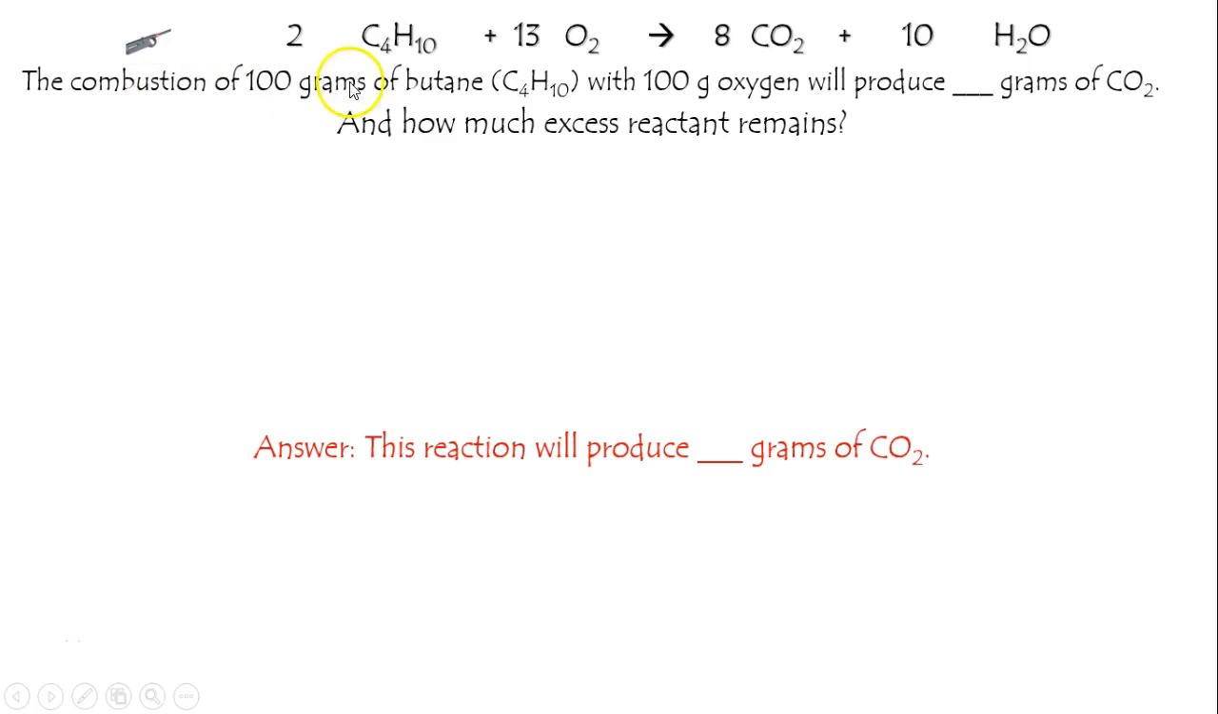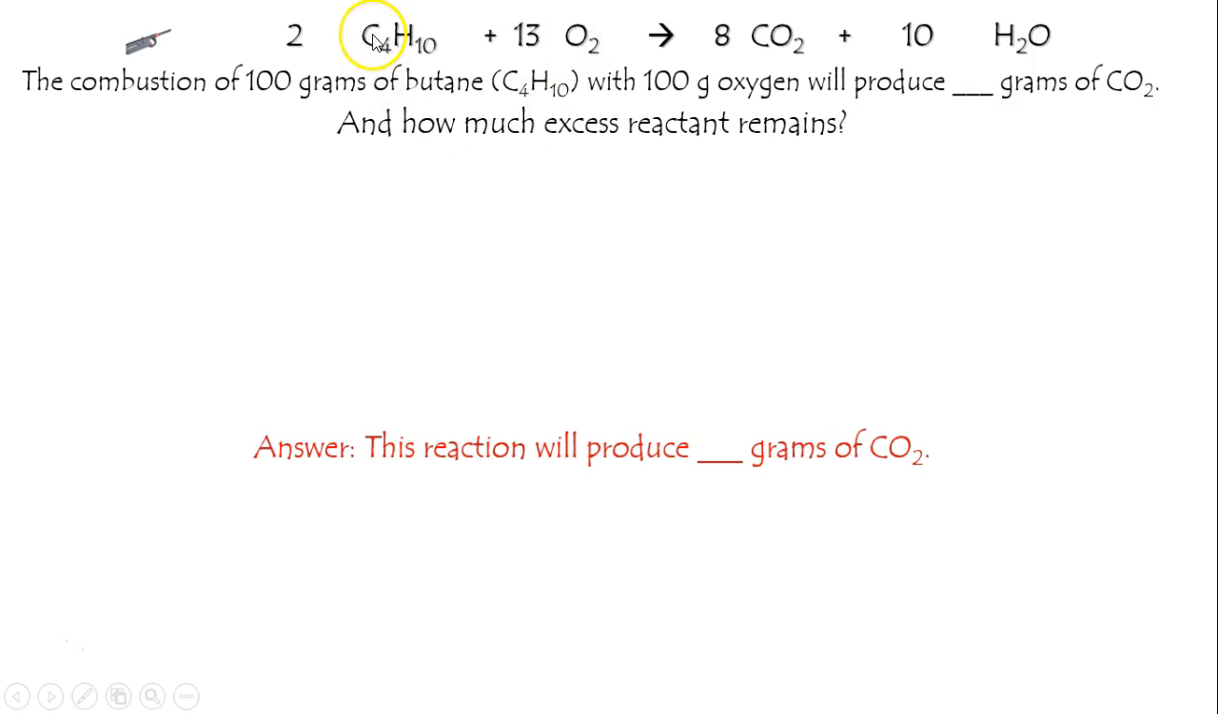The combustion of 100 grams of butane with 100 grams of oxygen will produce how many grams of carbon dioxide and how much excess remains? Well, this is a gram to gram limiting reactant problem. When you're burning stuff, it's pretty amazing oftentimes how much oxygen is required.